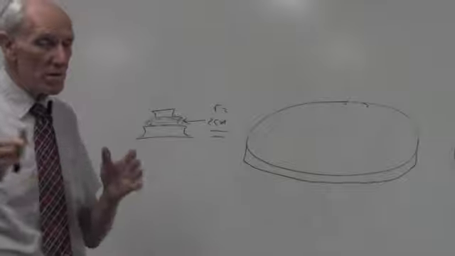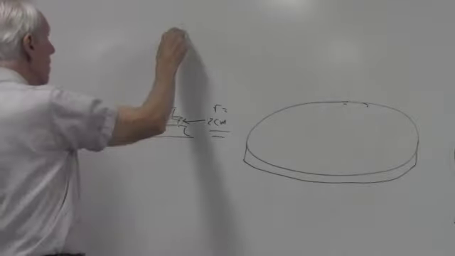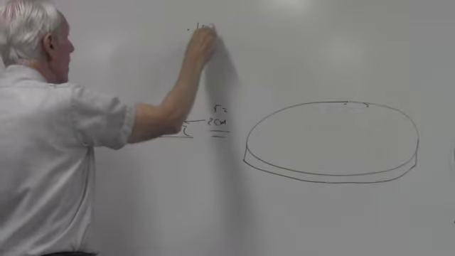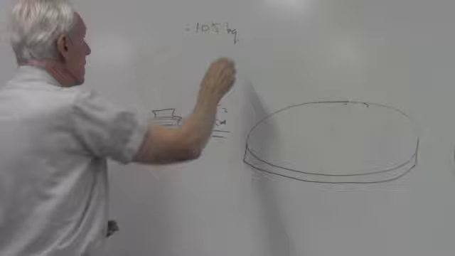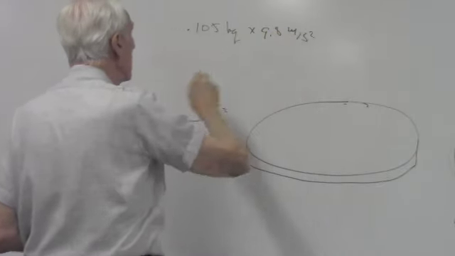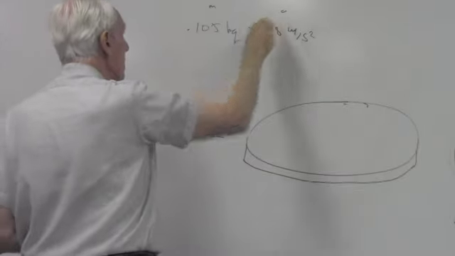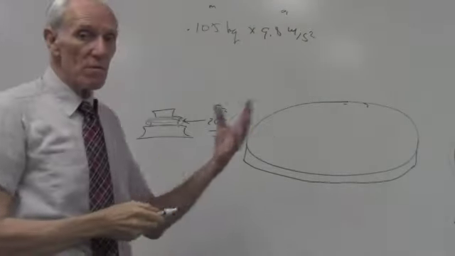And if you want to, you can check the mass of it. It's probably pretty close to 105 grams. So 0.105 kilograms, that's 105 grams, right? Times 9.8 meters per second squared, that's mass times acceleration. The acceleration due to gravity, that's going to give you weight.